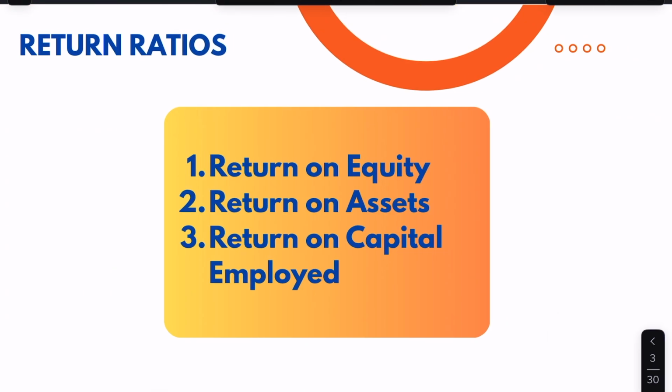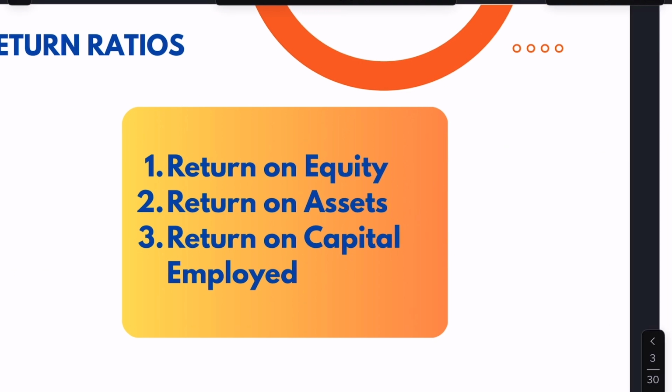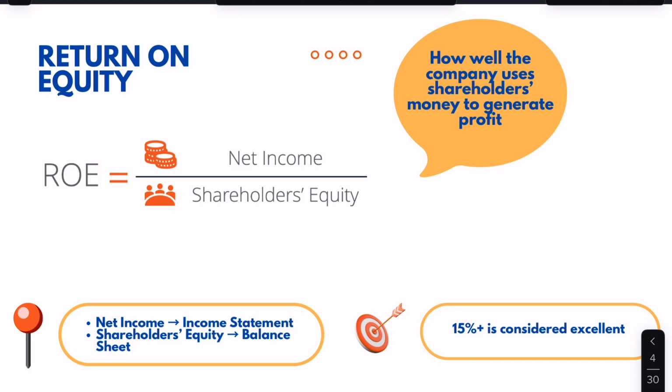Let's start with return ratios. These ratios show you how efficiently a company is making profits from the money that it has. There are three different ratios: return on equity, return on assets, and return on capital employed. We are going to go over these. Starting off with return on equity.